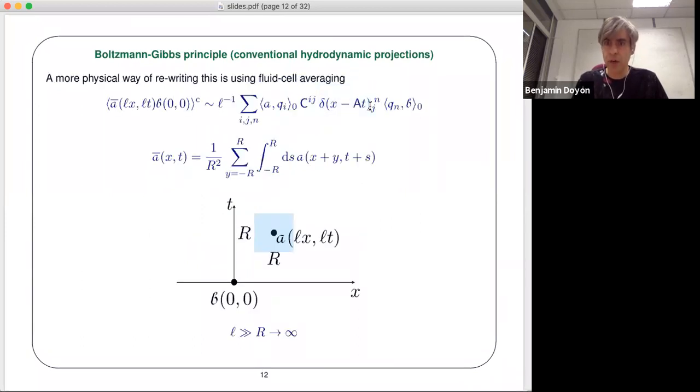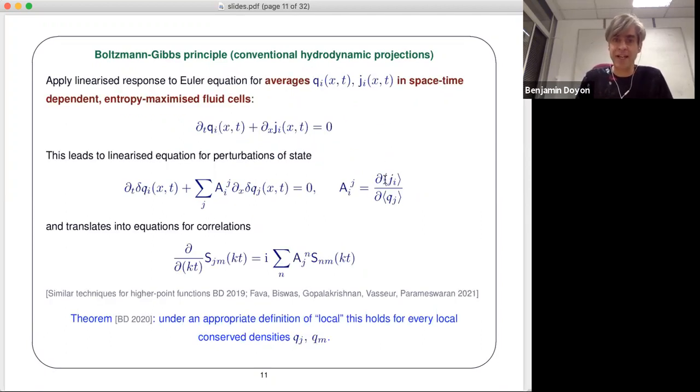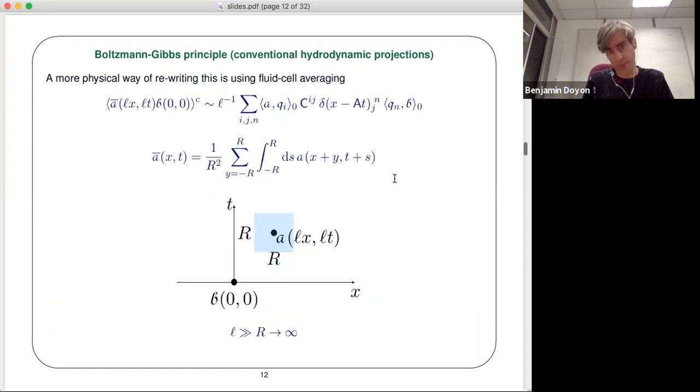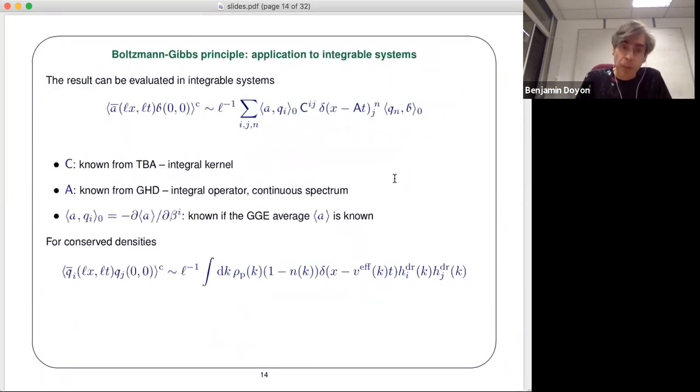Okay? Now, A is a matrix that can be difficult to calculate, right? You have to know the exact average currents and the exact average densities in your many-body model. And if it's interacting, it's difficult to calculate. But if you have it, then you have this formula. Okay? In integrable models, you have it. You have everything. So this formula can be written in integrable models.